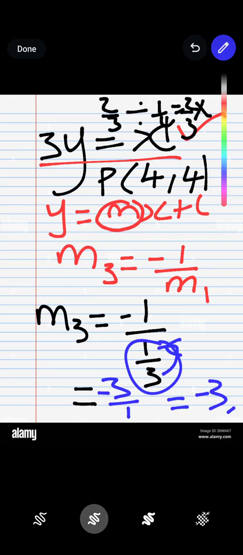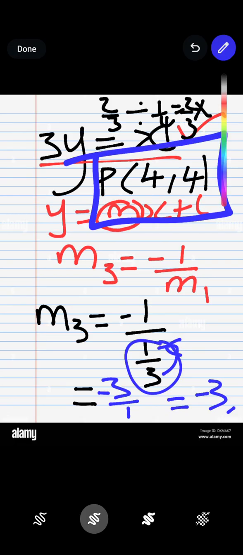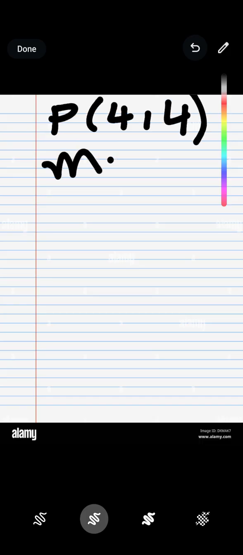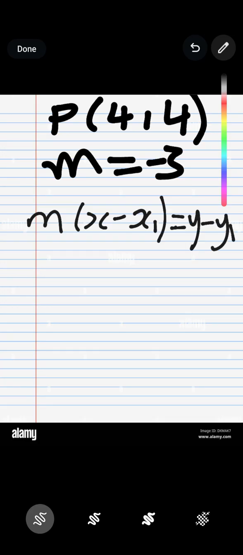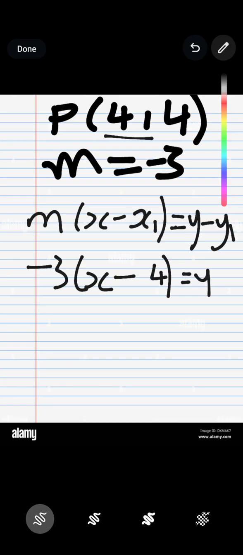Now we need the equation of the perpendicular line. This is just the gradient. Remember, it passes through P(4, 4). So we forget everything about the first line. We just have P(4, 4) and m = -3. So we use y minus y1 equals m times x minus x1. m is -3, x1 is 4, y1 is 4.